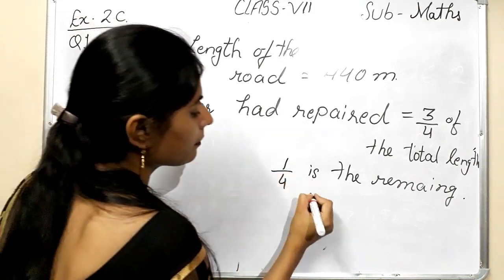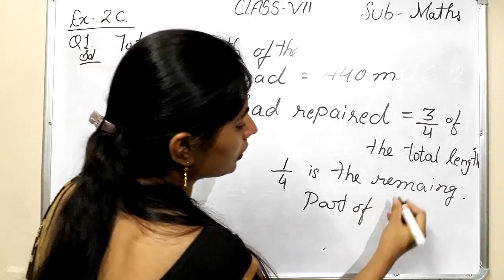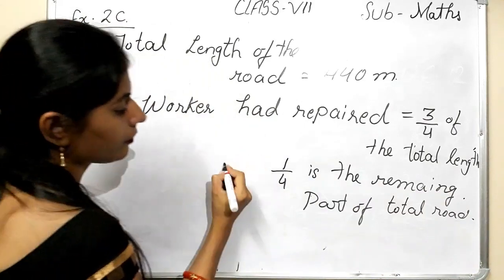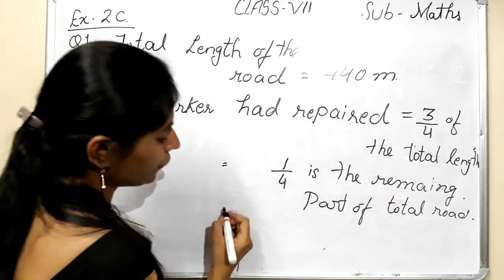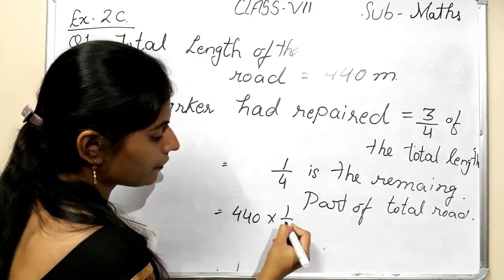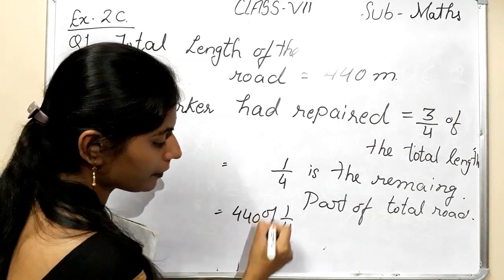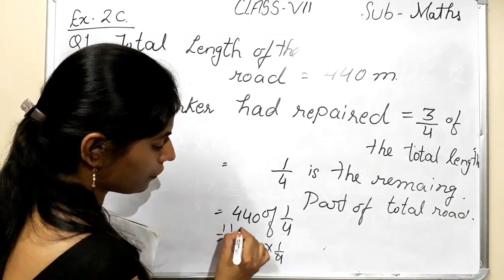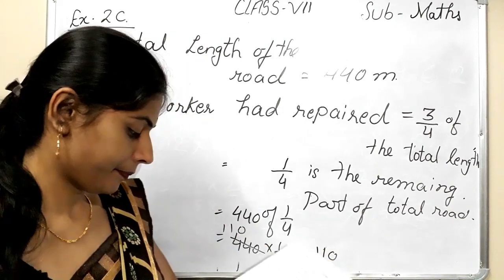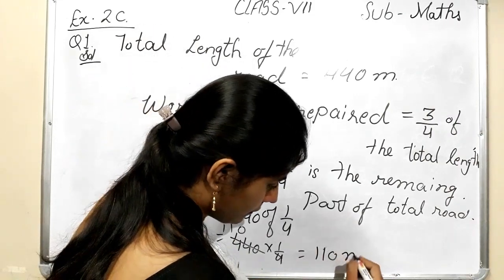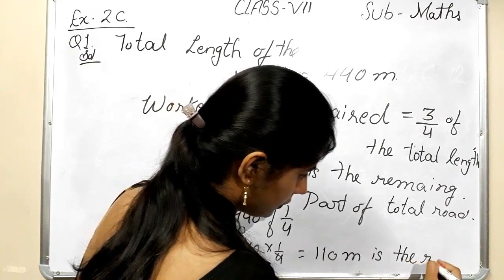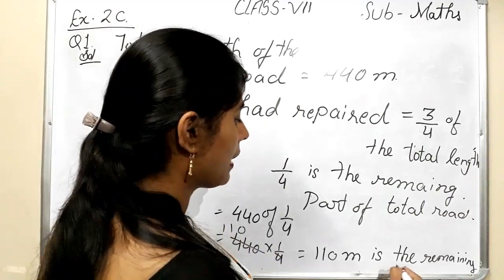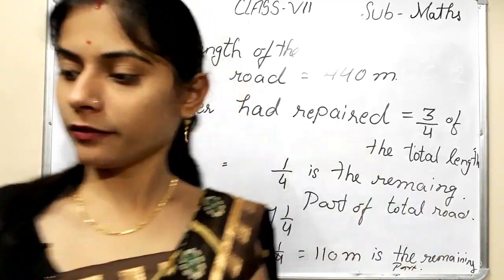So the remaining part of the total rod. Now what you have to calculate? 440 multiplied by 1/4. 440 of 1/4, that is 440 into 1/4, that is 4 ones are 4, 4 ones are 4, 0. 110 meters is the remaining part. Understood?